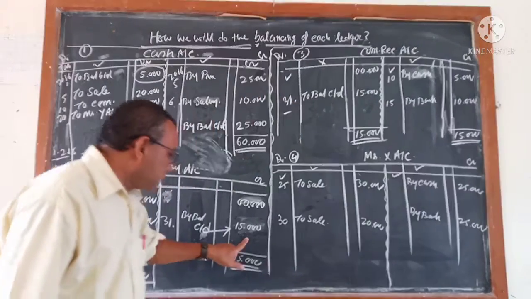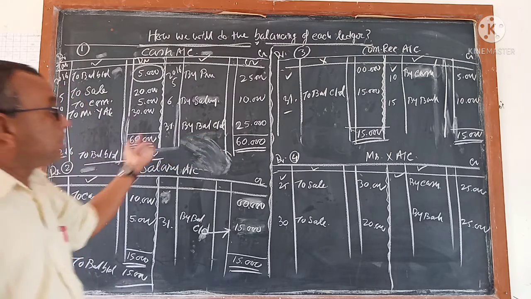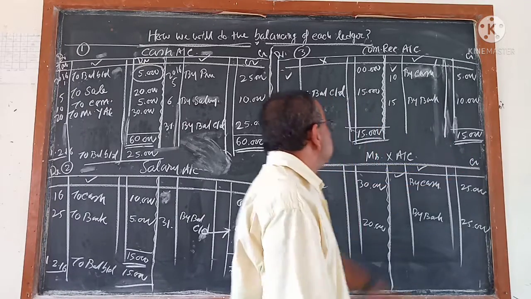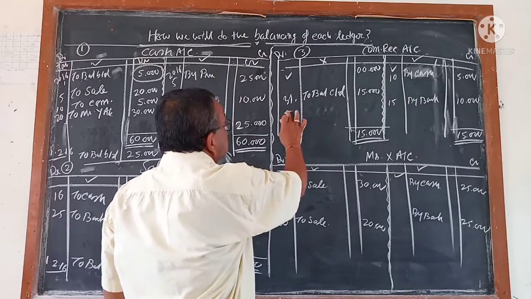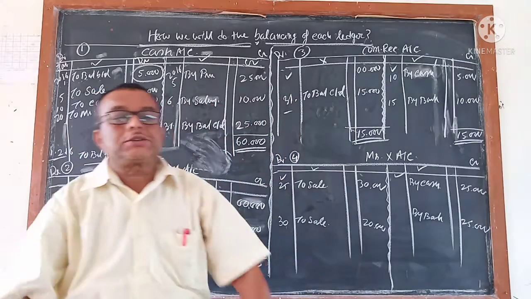Here CD comes on the credit side, BD comes on the debit side. Here CD comes on the debit side, so BD will come on the credit side. And CD is always the last date of the month, BD is always the next date of the last date.